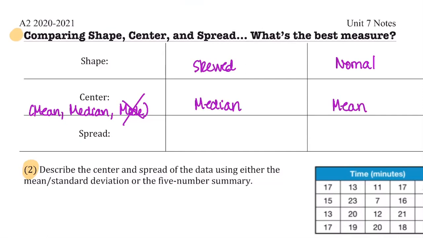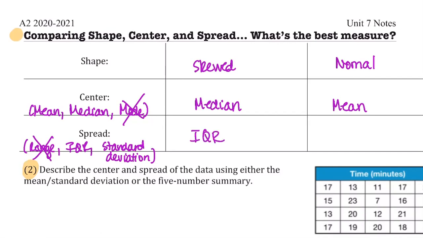Now, similarly, when we calculate our spread, our three different measures of spread are going to be the range, the IQR, and then the standard deviation. Now, like we cut out mode for our measure of center, we do the same thing for spread. Range is usually one of the least accurate ways of measuring how spread out your data is. So if your graph is skewed, we always use the IQR. And if we are not skewed, then we use the standard deviation.